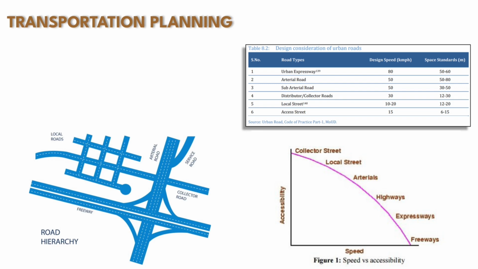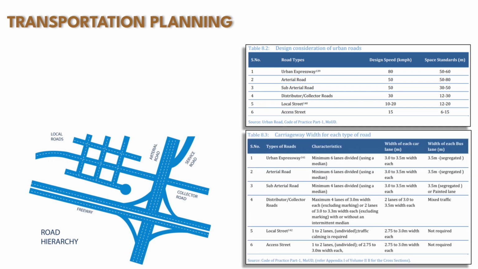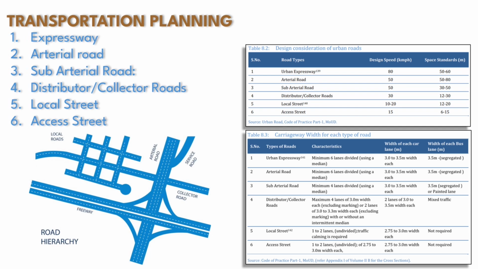Design speed and width of each road is given in this table, whereas characteristics of each road, width of each car lane and width of each bus lane is given in the table below. Please once go through this. Now let's understand each road, their purpose and characteristics.